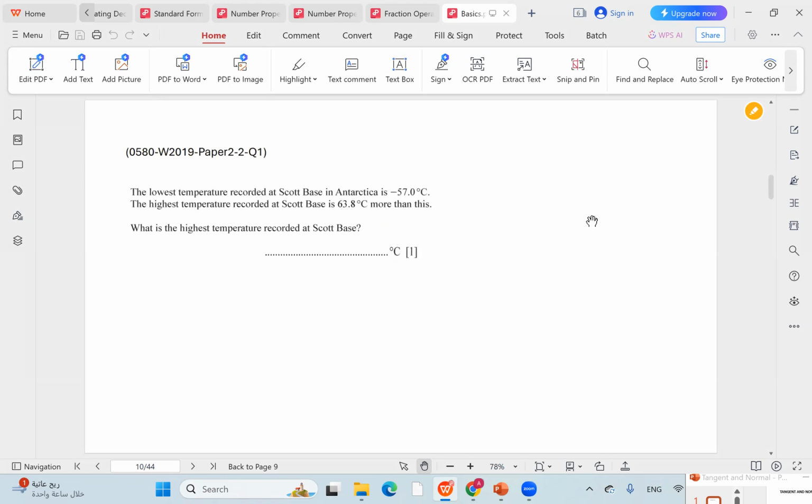The lowest temperature recorded at Scott Base in Antarctica is negative 57. The highest temperature is 63.8, more than this. So more than means we add. So we have negative 57 plus 68. And the answer is positive 11.